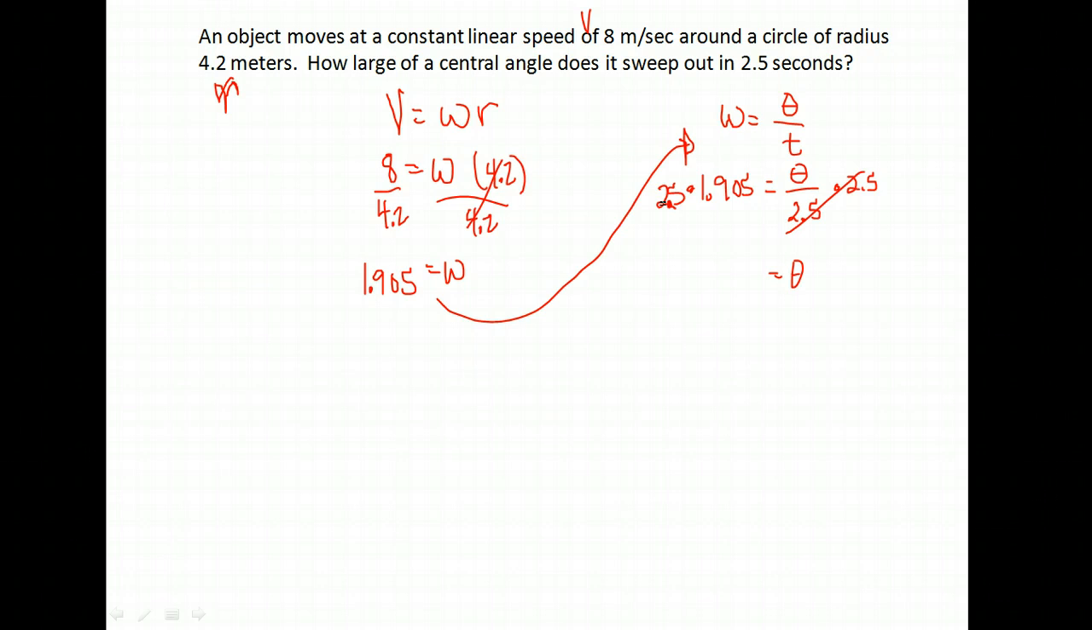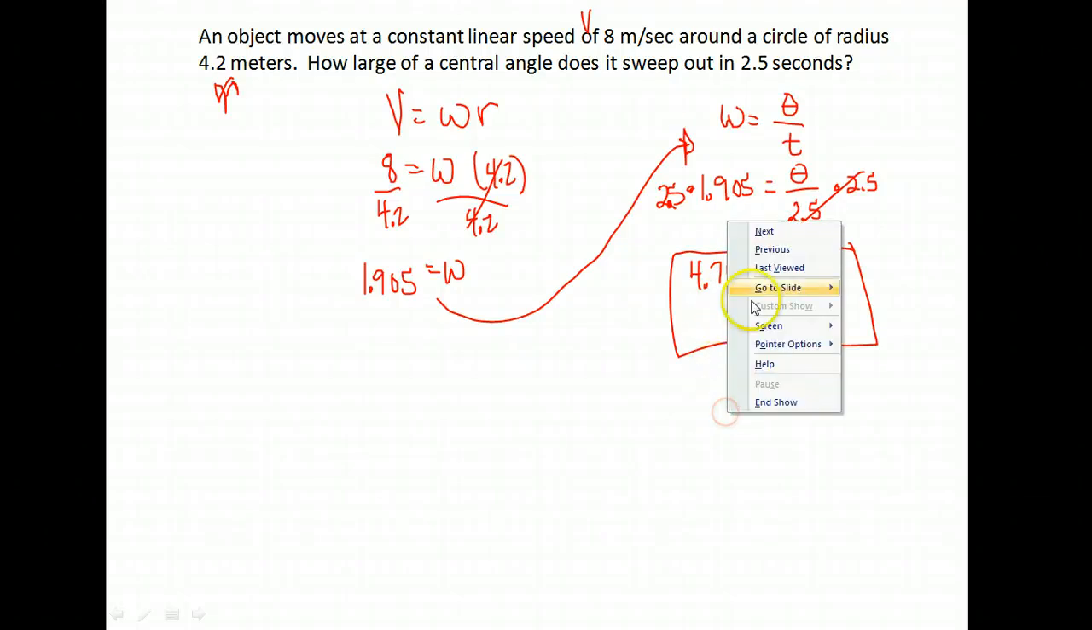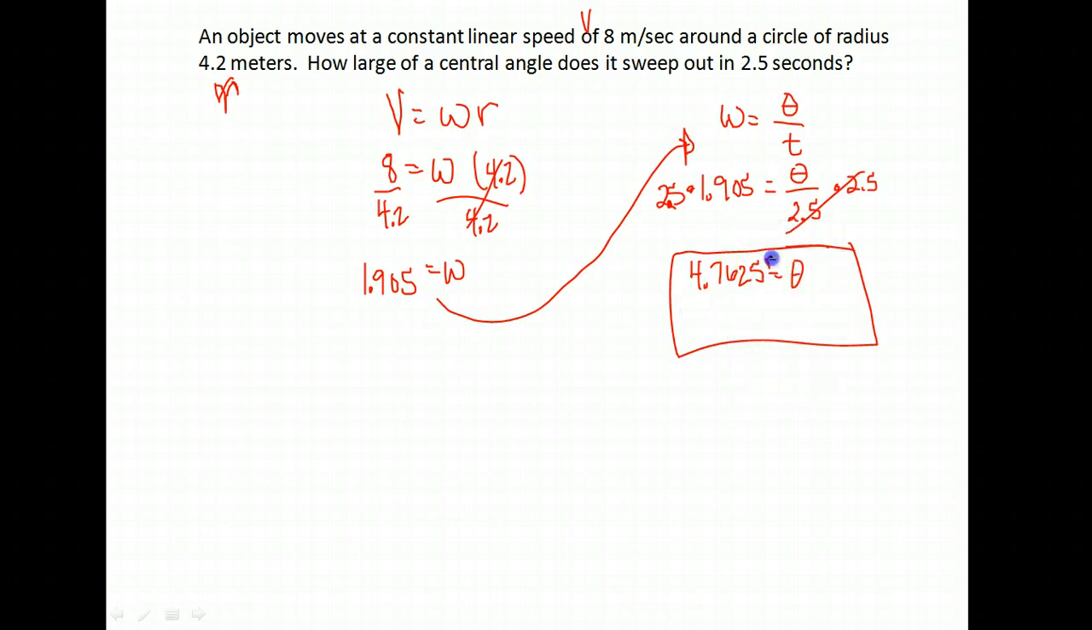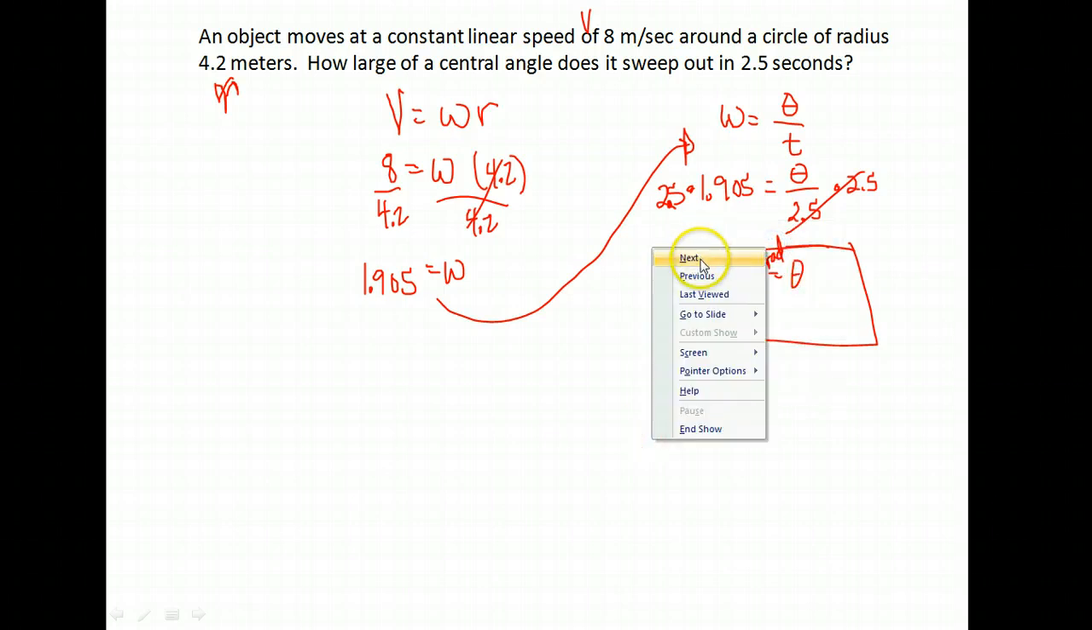Okay, so 1.905 times 2.5. And we get 4.7625. Okay, you can simplify that a little more, round it off a bit more. Just depends on what they asked for. They didn't specify here. And of course, that is in radians. Better state that.